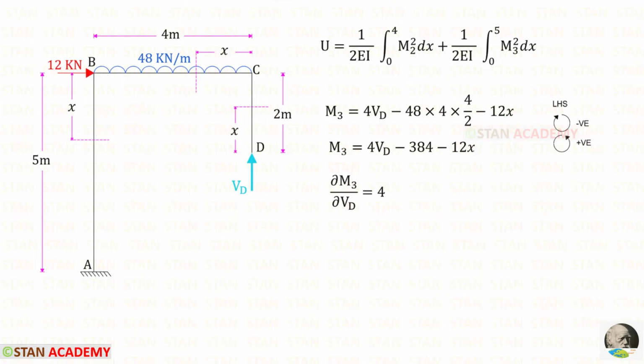Let us partially differentiate M3 with respect to VD. For VD it will be 1. In these two terms there is no VD, so the differentiation will be 0. 1 into 4 is 4.